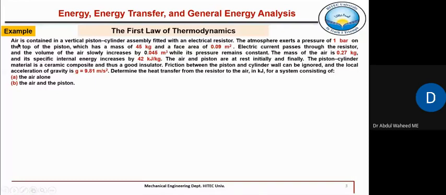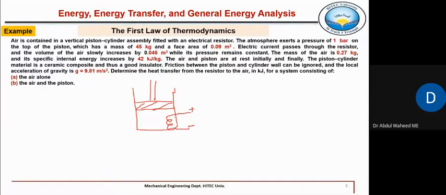Air is contained in a vertical piston cylinder assembly. Let me draw it. There is a vertical piston cylinder assembly. It is a cylinder, and the piston is attached with an electrical resistor. Inside this cylinder there is an electrical resistor. It means electrical energy is flowing through this resistor.